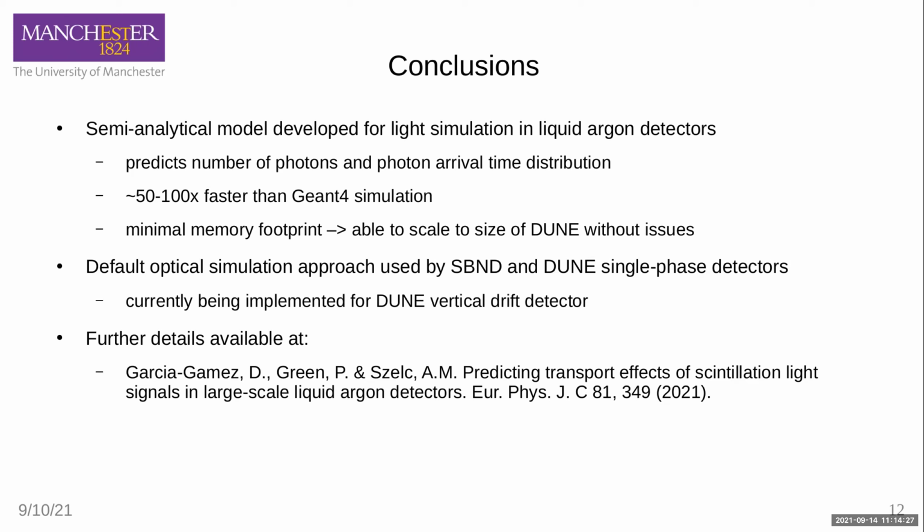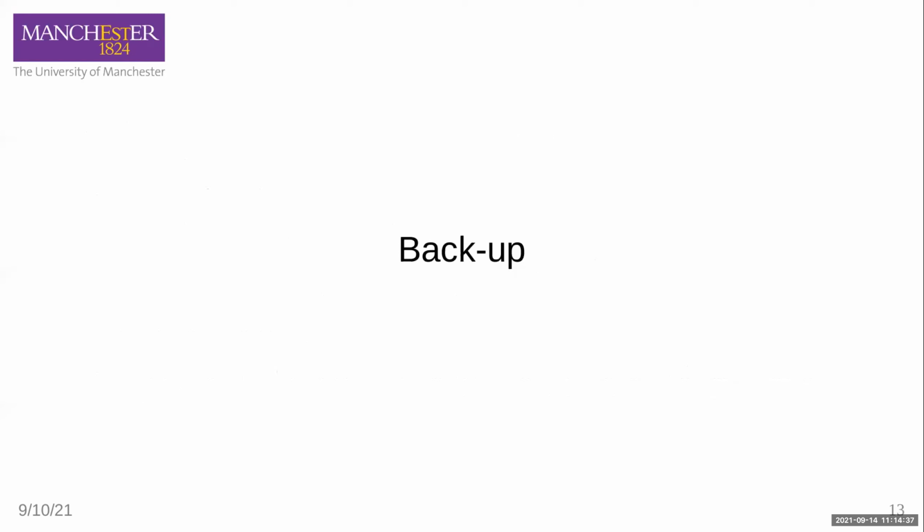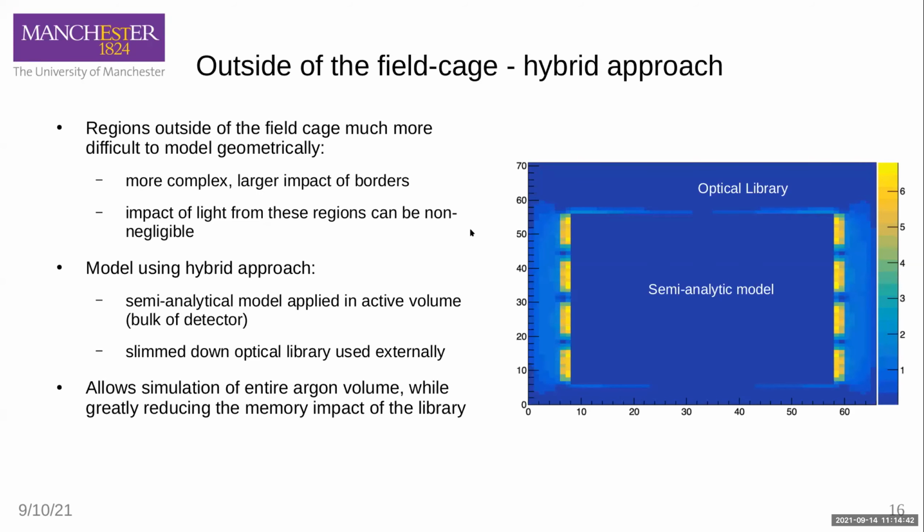So it means when you're in regions of the detector which are much more complex, such as the regions external to the field cage, for example, these can be more complex to model with this approach because your geometric prediction is much more difficult. However, what we've currently been looking at doing in SPND is to use a combination of optical libraries and the semi-analytic model to model these more challenging regions.